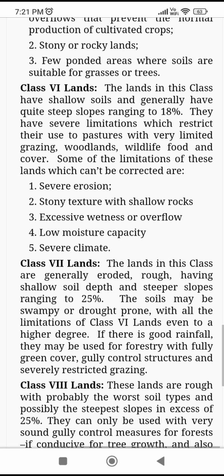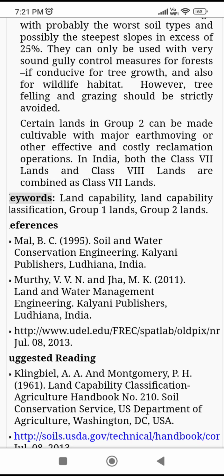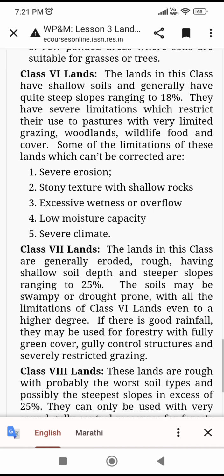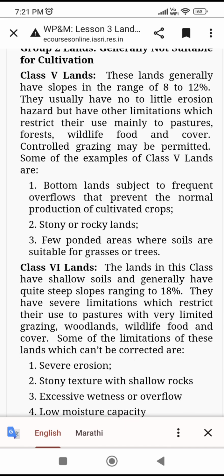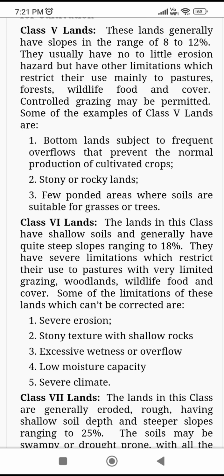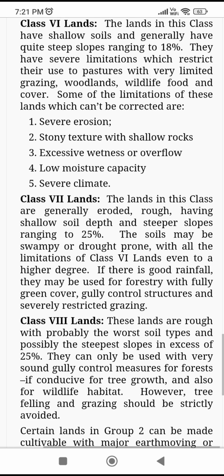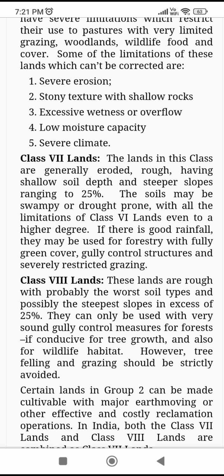Group 2 lands are non-cultivable. In detail, there is a chance they will ask about the slope. For class 6 lands, the slope ranges to 18%, class 7 has slope ranging to 25%, and class 8 lands have slope more than 25%.